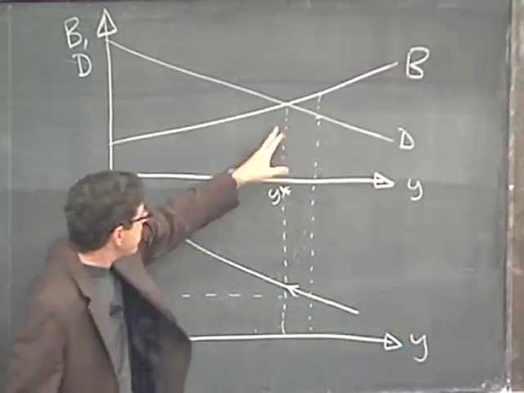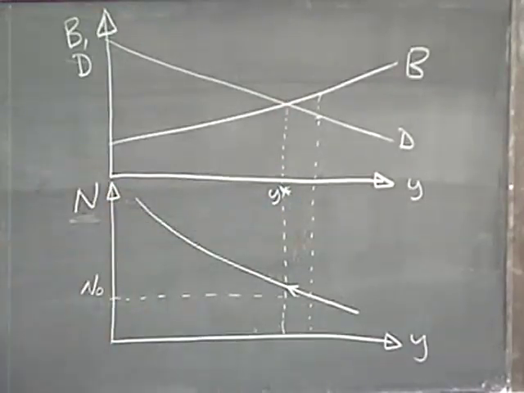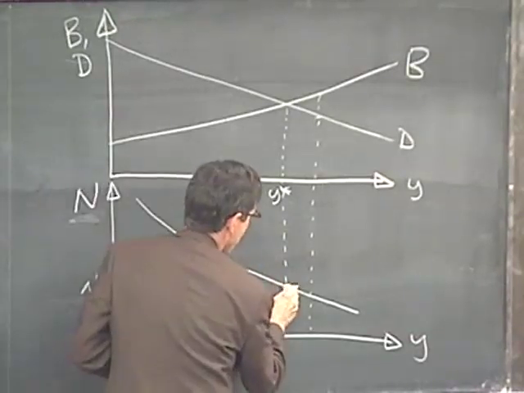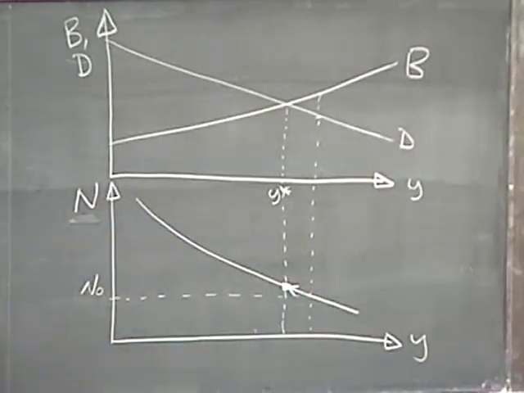And once we get to that income level Y star, population will stabilize. Now we'll be in an equilibrium. We're in a situation where births equal deaths at this income Y star. And similarly, down here, population stabilizes. It stops moving along this curve.